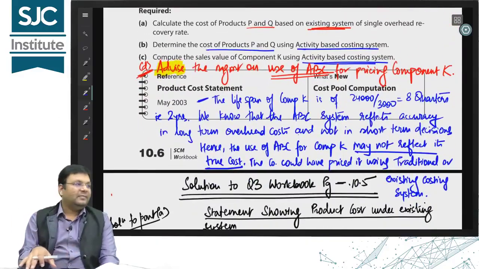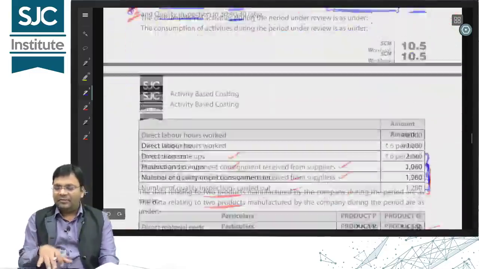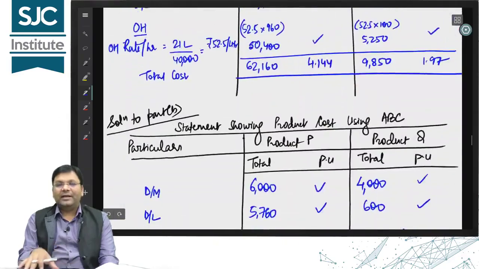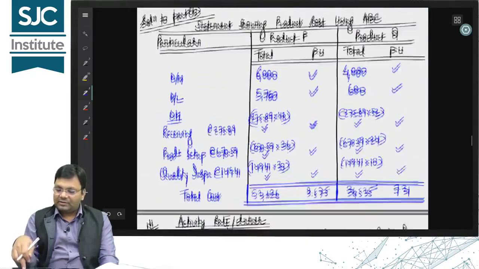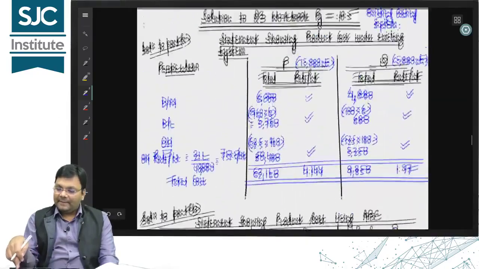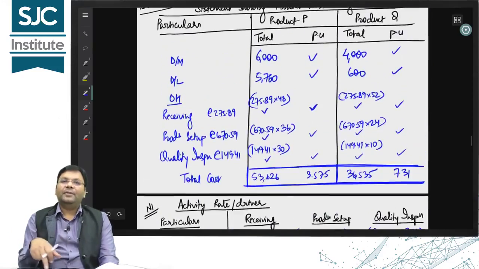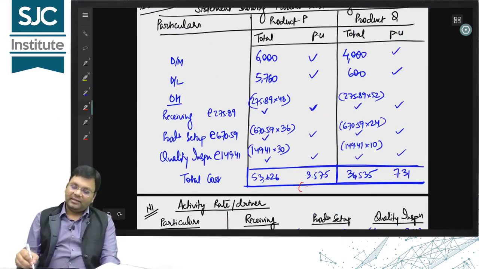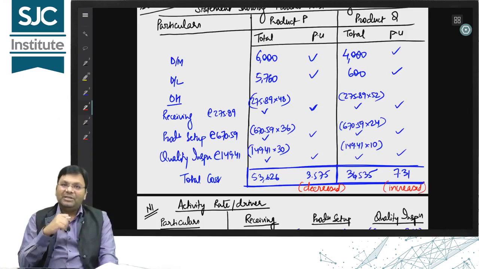So this was the idea. Sometimes you also get a question that asks you to compare the cost of traditional and activity based costing. If you compare, product P's cost is lesser in ABC and product Q's cost is very high in ABC as compared to traditional. So this has decreased and this has increased. What does this mean? That Q is using more of our resources than P, which is reflected by ABC.